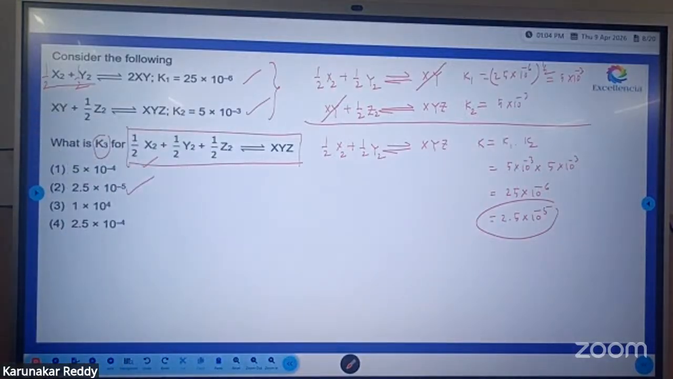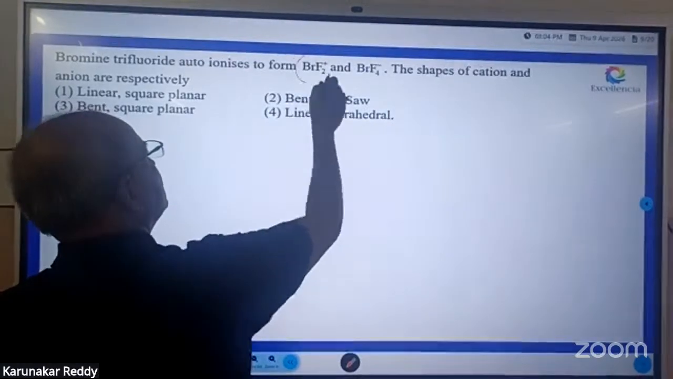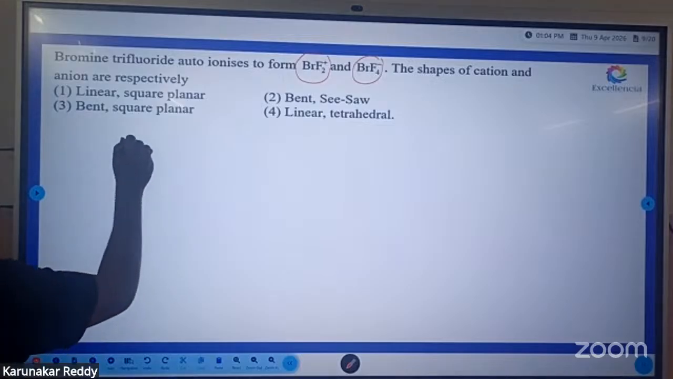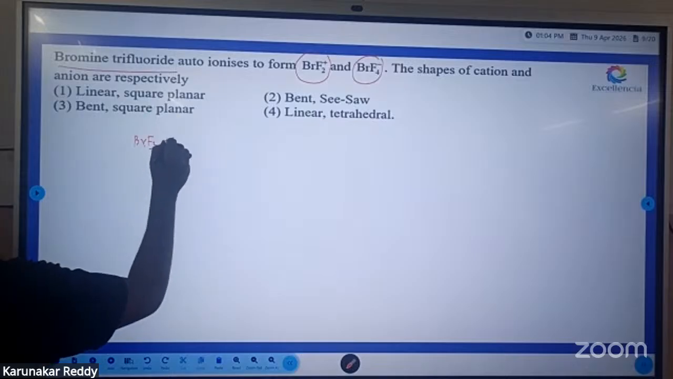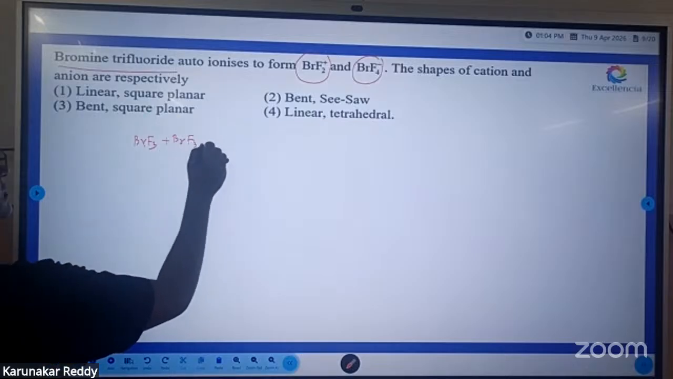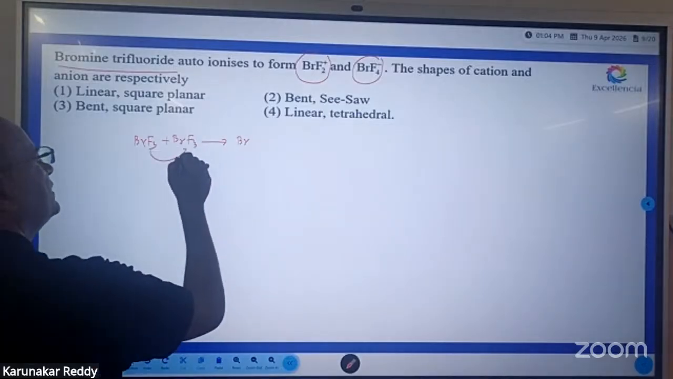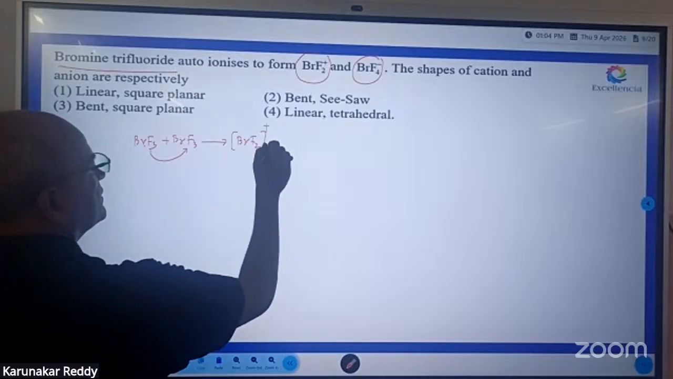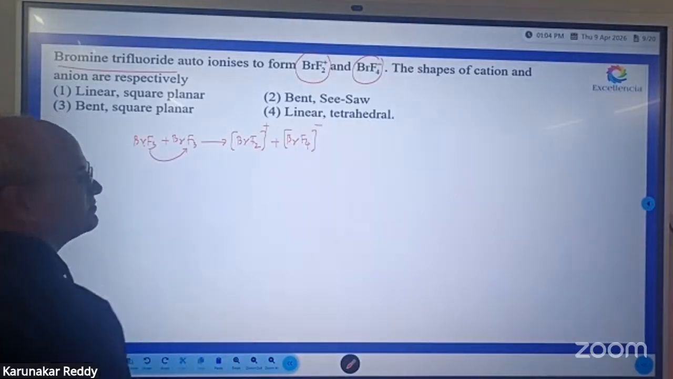The next question: bromine trifluoride auto-ionizes to form BrF2 plus. It's cationic and this one is anionic. So this is BrF3, bromine trifluoride. It combines with one more BrF3, and one fluorine is transferred from here to here. That gives the loss of F minus, giving the positive ion BrF2 plus, and BrF4 minus is the anion.